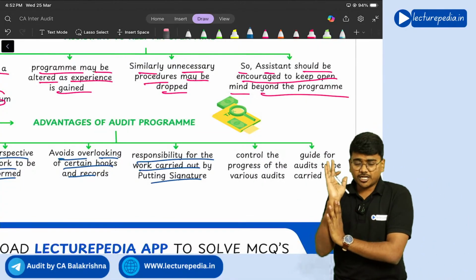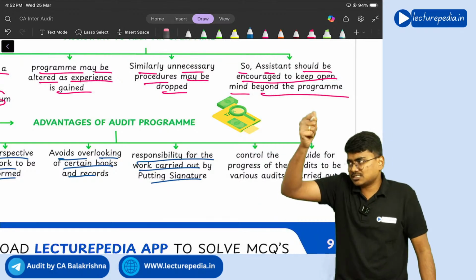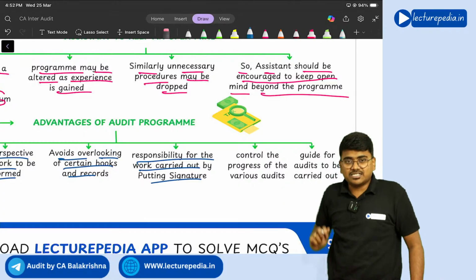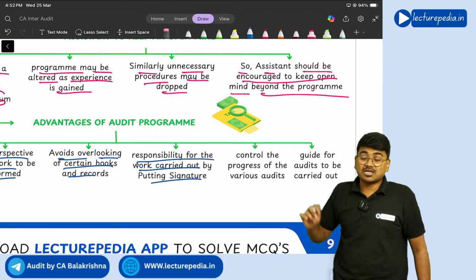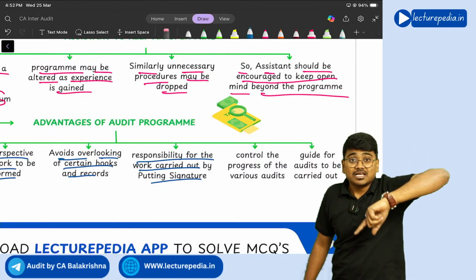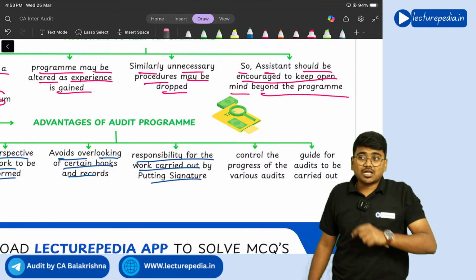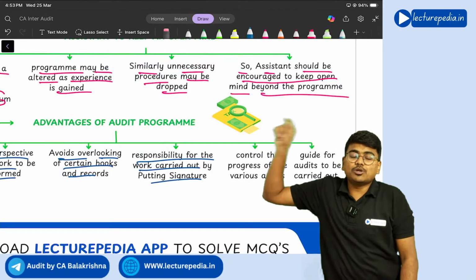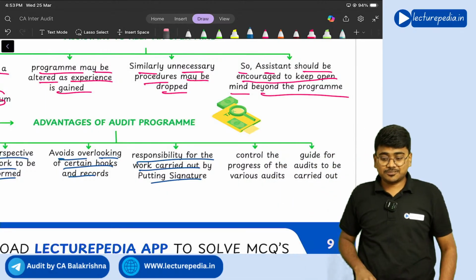In the audit program that you have given to the article assistant, once he has performed all the procedures there, he has to sign the audit program, saying that yes, he has performed all the procedures in it. So that in future, if it is found that the procedures listed in the audit program were not performed properly, you can fix accountability on that article assistant because he has signed it, right?